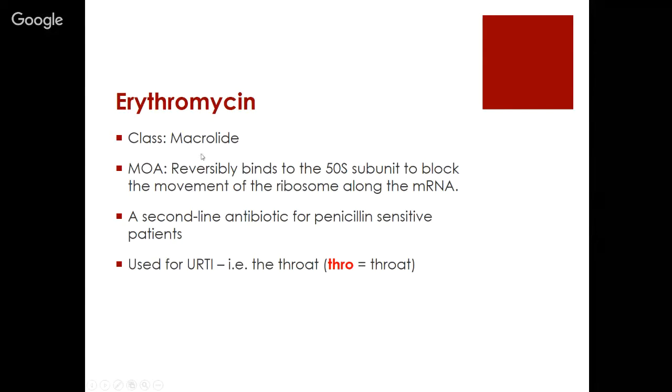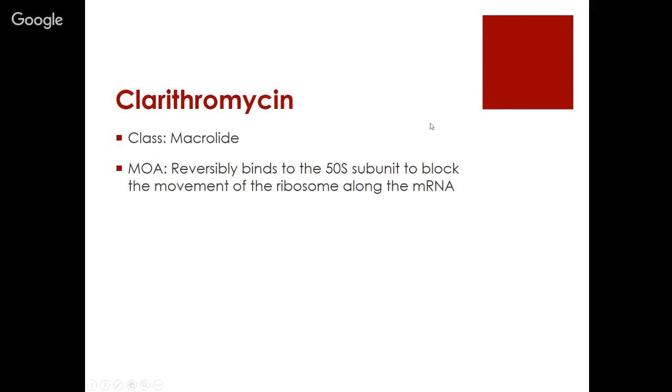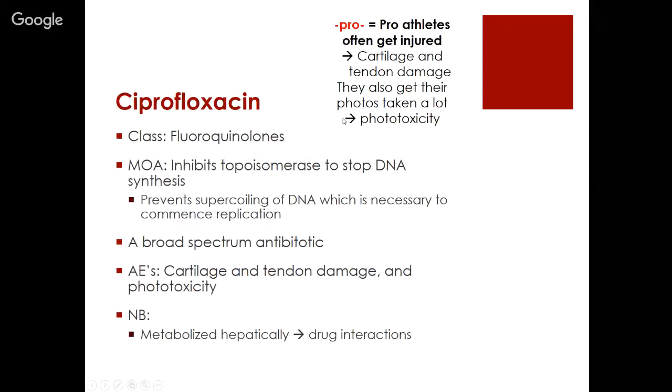There's 2 of them like this. The difference between erythromycin and the one I just spoke about, both for the 50S subunit, is to know which one's reversible and which one's irreversible. So this one's reversible, as is the next one, which I think is clarithromycin. It's a second-line antibiotic. Once again, for penicillin-sensitive patients, it'll become the choice drug. It's also mainly used for upper respiratory tract infections. So erythromycin has throat in it, there's got to be something there. Clarithromycin and erythromycin are the same thing, as in the same method of action.